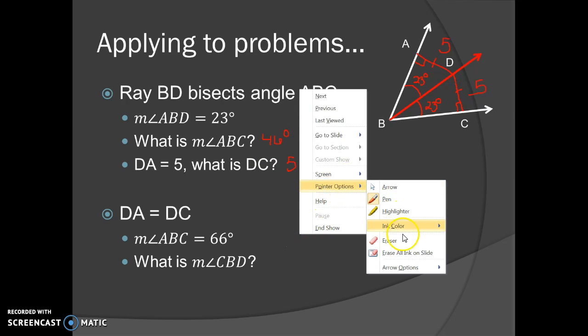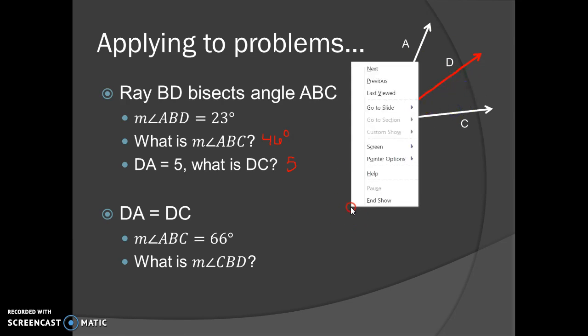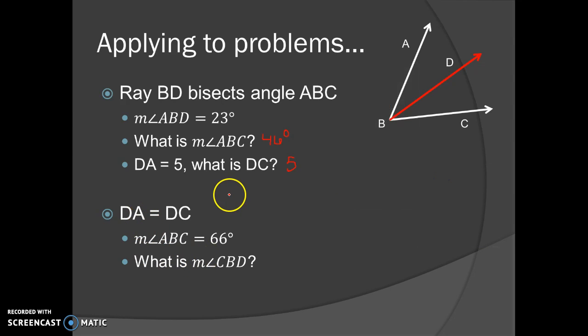So let's erase some of this. Let's erase what we wrote here, because now we have a totally different scenario. All we know is that we have this red ray. We don't know if it's a bisector or anything just yet, but we know that the distance from D to A is the same as the distance from D to C. So these are congruent. And remember, if those distances are the same, then we automatically know that BD is an angle bisector and that these two small angles are congruent.